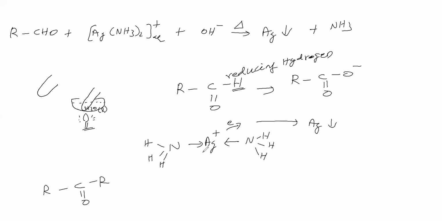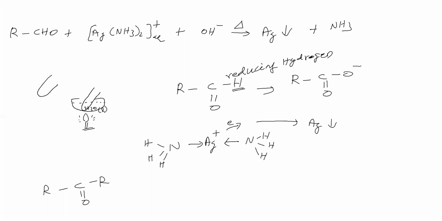So Tollens' reagent oxidizes aldehyde but not ketone. So using Tollens' reagent, we can distinguish whether the given carbonyl compound is an aldehyde or a ketone. Okay, so the next test is called Fehling's test.